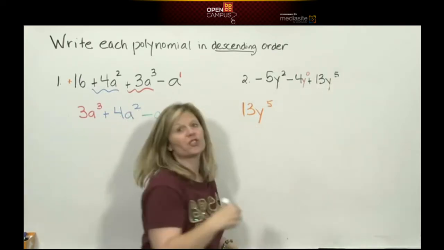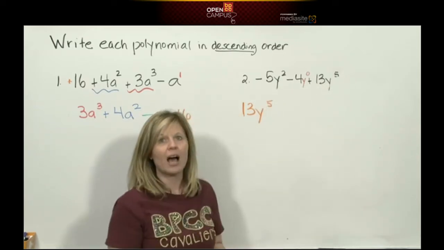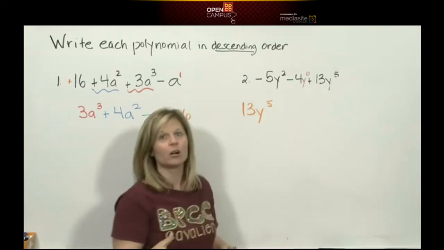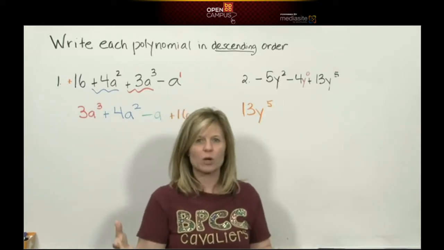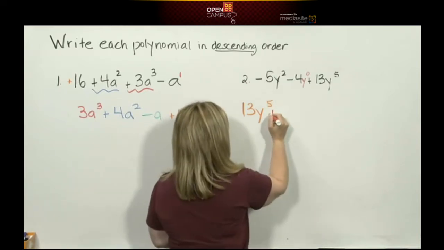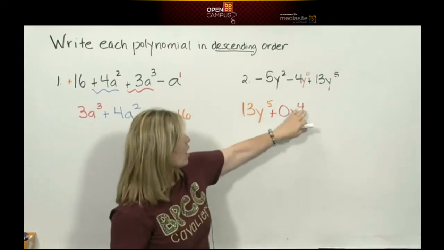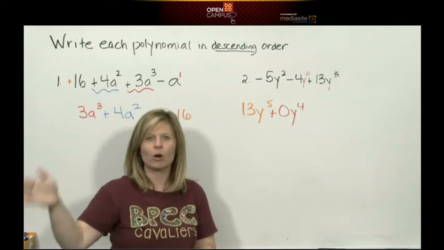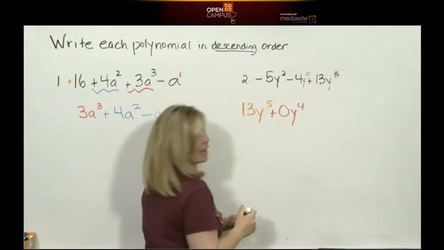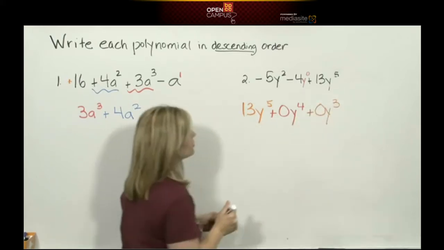After y to the 5th should come y to the 4th. Now, do you see any y to the 4ths? No, you do not. So what I want you to understand is if there are no y to the 4ths listed here, what placeholder do we use in arithmetic to show there's nothing there? Good, it's a 0. So we would write there are 0 y to the 4ths. And after y to the 4th would come, in descending order, y cubed. Do we have any y cubes up here? No, we do not. So that would be written 0y cubed.